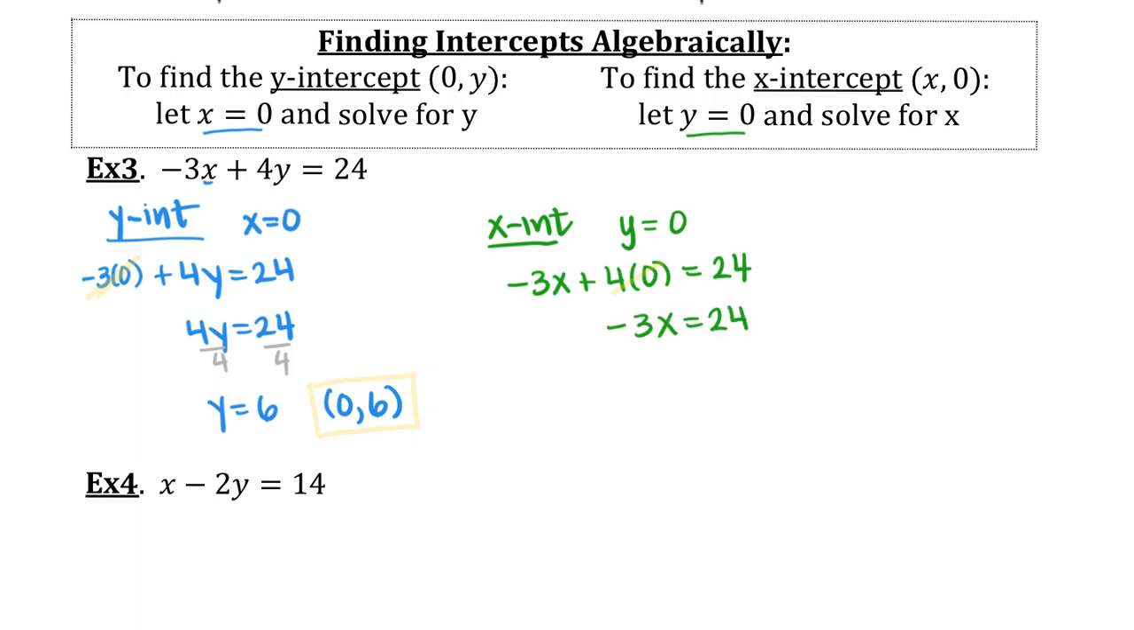Okay, let's go ahead and solve for x. X equals negative 8. Now my x-intercept is not x equals negative 8. My x-intercept has to be an ordered pair. So my ordered pair should be the x, comma, y.